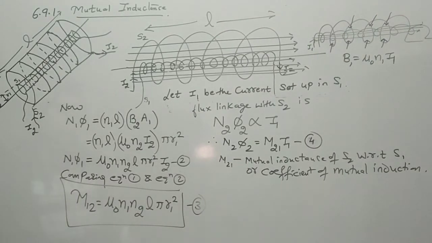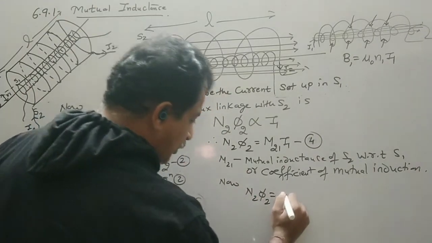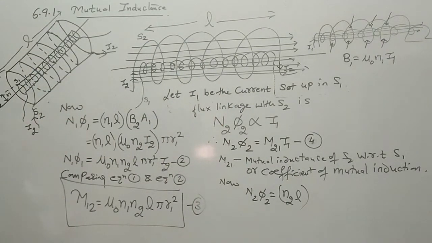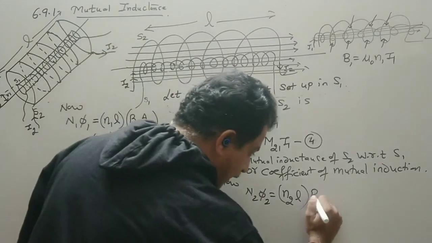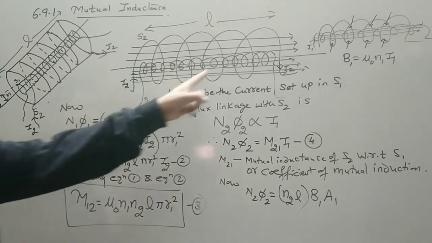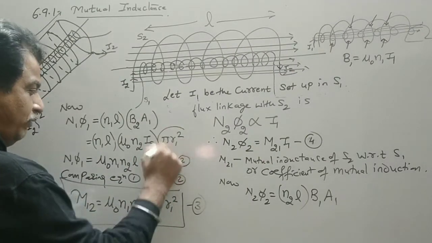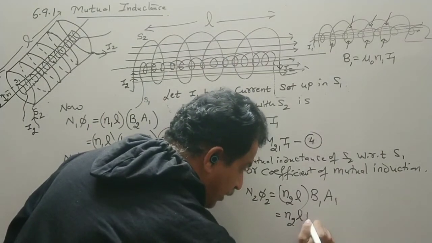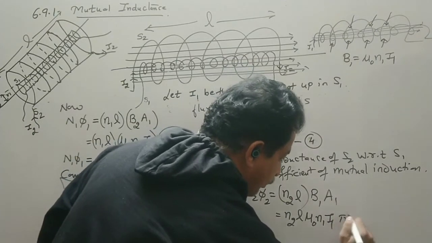Now let us talk about this flux. Now N2 phi2 is equal to N2, that can be written as the number of turns per unit length of the outer solenoid, times L, times the flux. Who produced the flux? The inner solenoid. So magnetic flux, again the area of the inner. It should be clear from the diagram: completely immersed, not completely immersed. So why is this area always taken of the inner solenoid? So this will be equal to N2 L B1, that is mu naught N1 I1 pi R1 square.